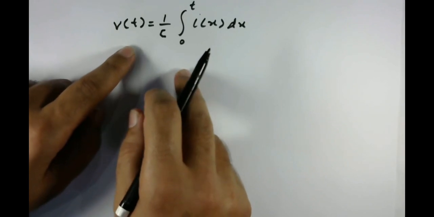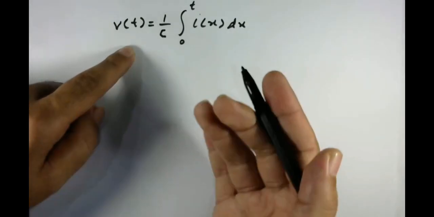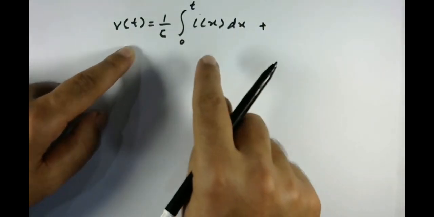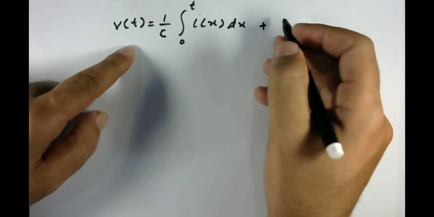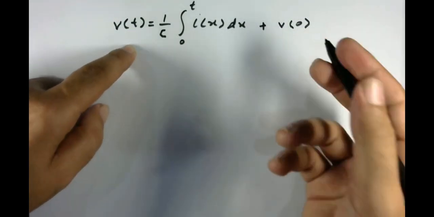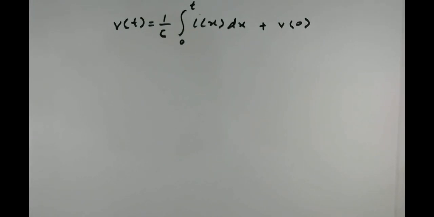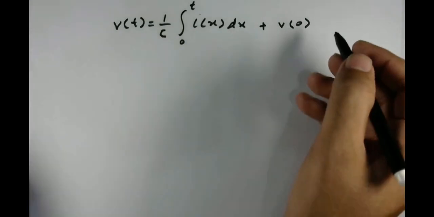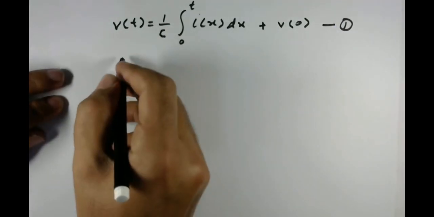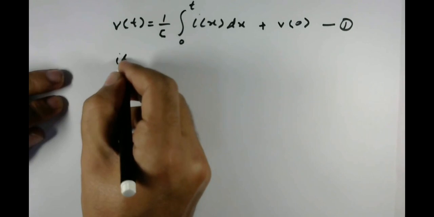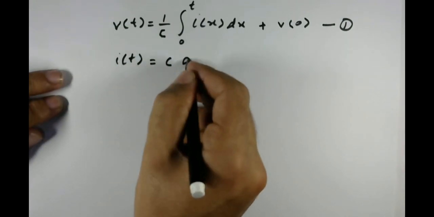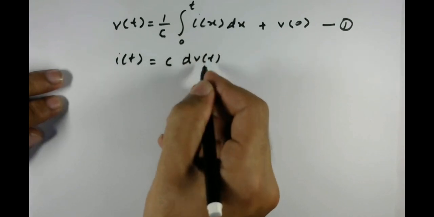And if the capacitor is initially charged to a certain level, we are starting our integral from 0 to t, so at exactly t equal to 0, the voltage across the capacitor will be V of 0. This is in time domain. Say this is equation 1, the equation for voltage across the capacitor. And if you are interested in finding the current through the capacitor, then this is C dV of t by dt.